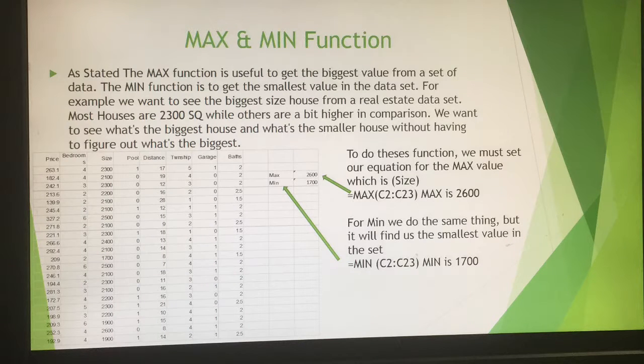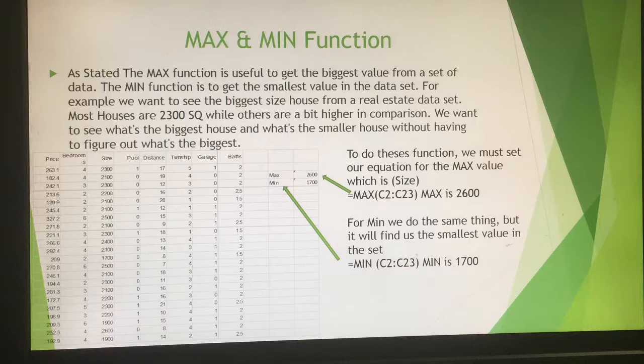Okay, so we're going to be putting max and min together because they correlate, but each pertains to a different value. As we stated, the max function is useful for getting the biggest value in the data set, while the min is used for getting the smallest value. Let's say we have real estate data given to us depending on the size of the particular house. For example, we see some 2300s, some 2500s, but we want to find out what's the lowest size, pardon me, of these houses, and what's the biggest size.